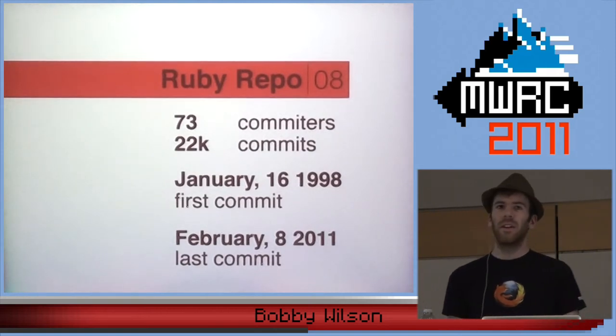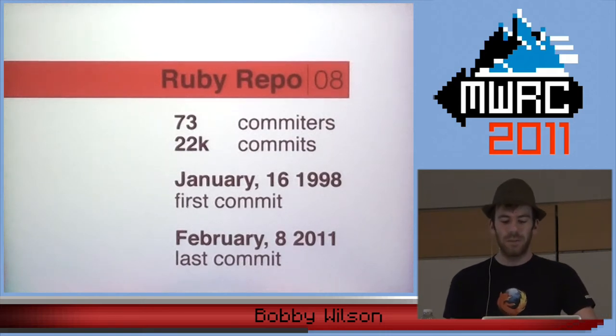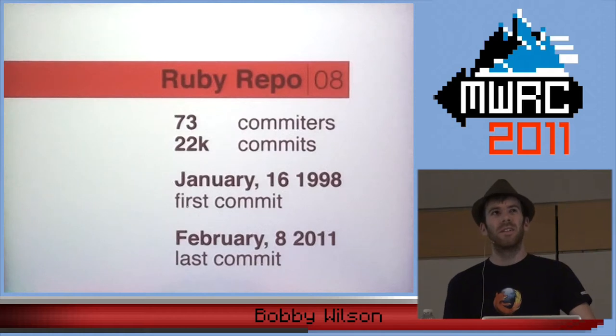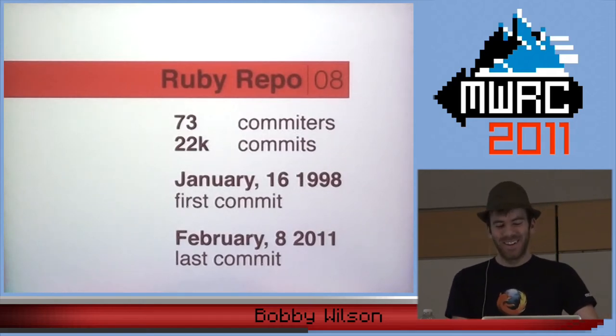Did anyone have any idea of the amount of commits that the Ruby repo might have? Is 22,000 an estimate that people were thinking, or more or less? Half a million. Yeah.